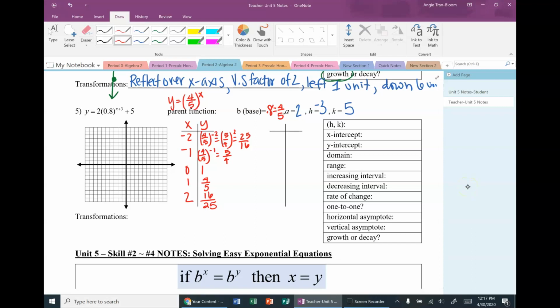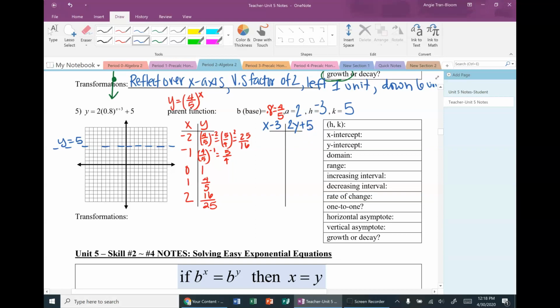Now we have a k value at a positive 5, so I will start with the asymptote. See, I don't even need to make my table to decide where the asymptote should be. The asymptote should be y equals 5 because we're moving up 5 units. The parent function always has an asymptote at y equals 0. You have an a value of 2, so that's 2 times y. An h value of negative 3, so that's going to be x minus 3. And a k value of 5, so that's going to be adding 5 to the end here on the y.